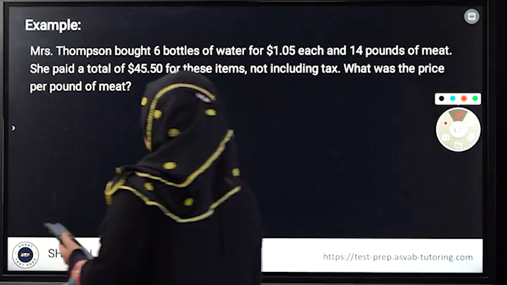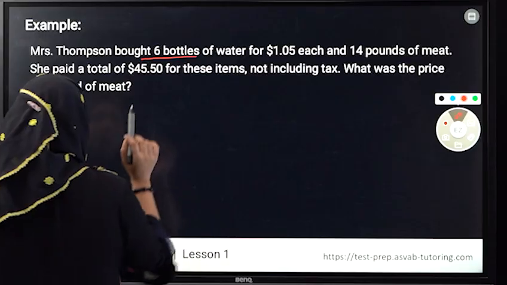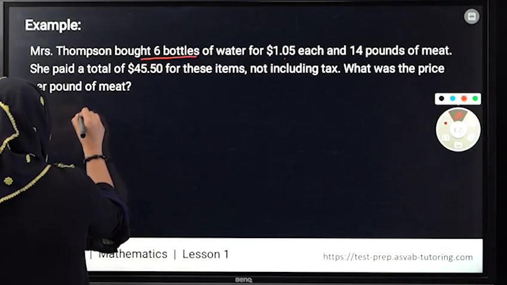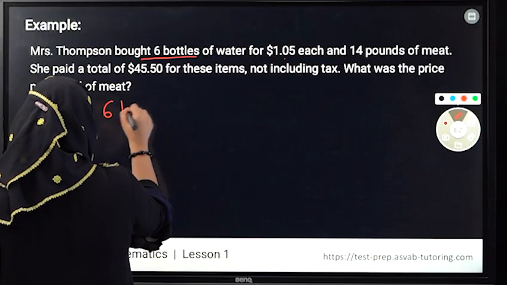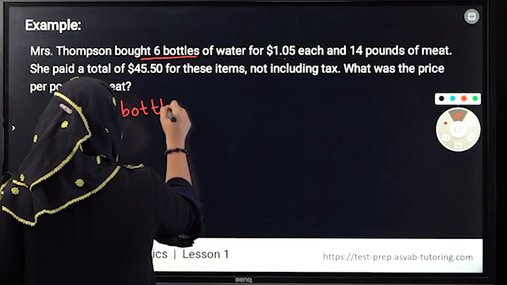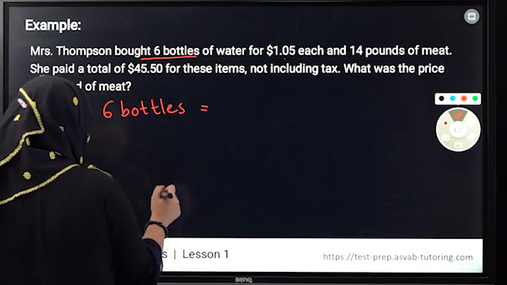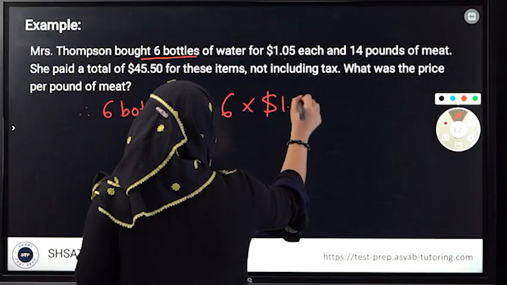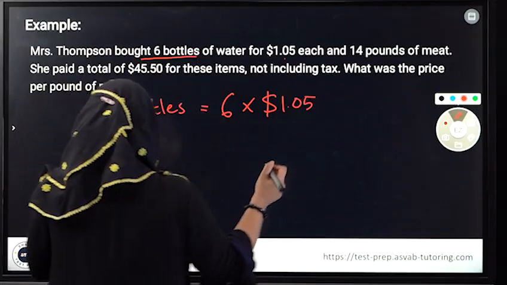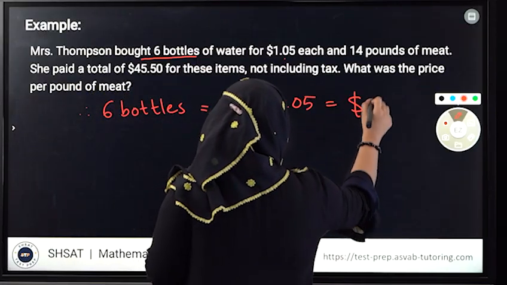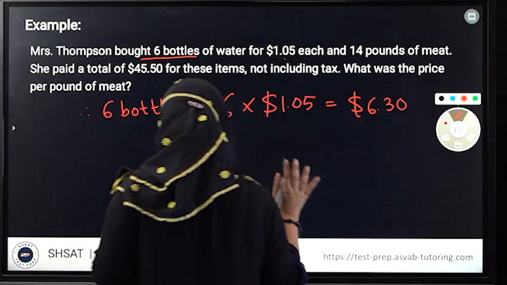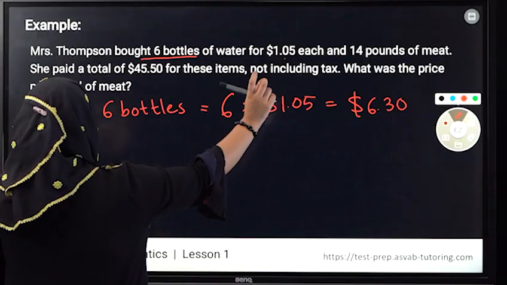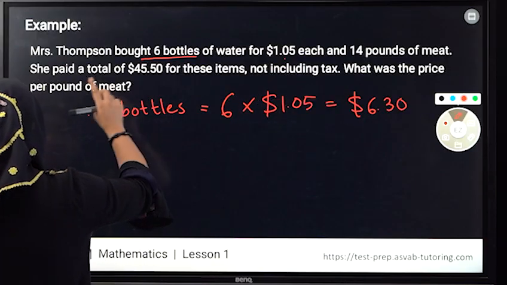Okay, so let's see. First of all, she bought how many? She bought 6 bottles of water. Each was 1.05. So in total, for 6 bottles of water, how much did it cost? It cost 6 times 1.05. Do this on your own, and the answer is going to be $6.30, okay?